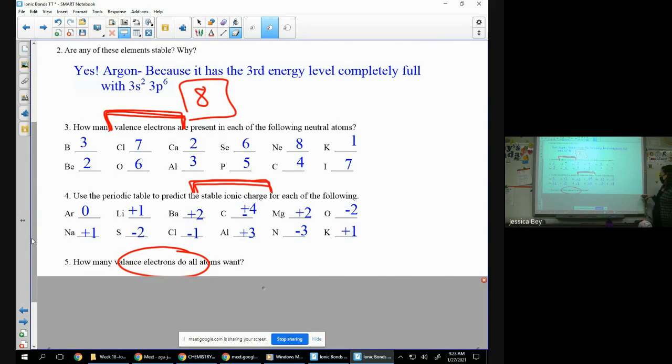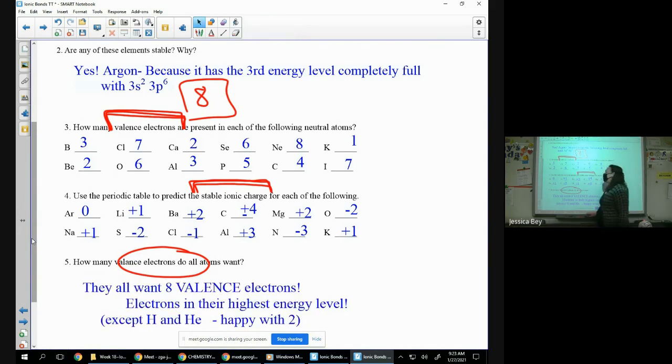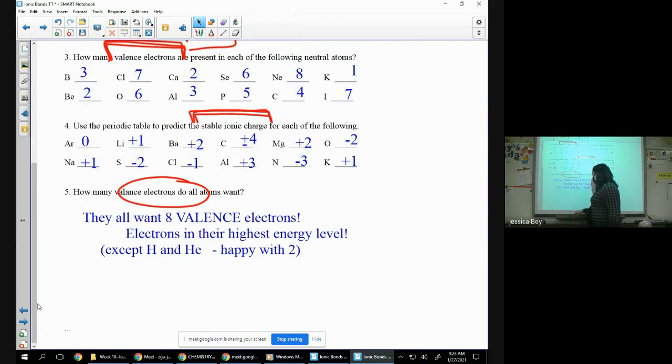And then the octet rule, everybody wants 8 valence electrons, except, you know, there's always an except. Hydrogen and helium are happy with 2. Feeling good? All right. Perfect. All right, so turn it over to the next page. We are going to learn how to do binary naming, and then I'm just going to let you practice, and we will be done for the day.